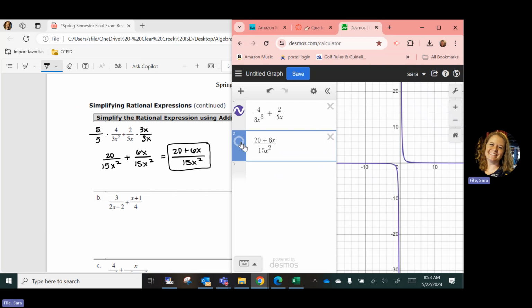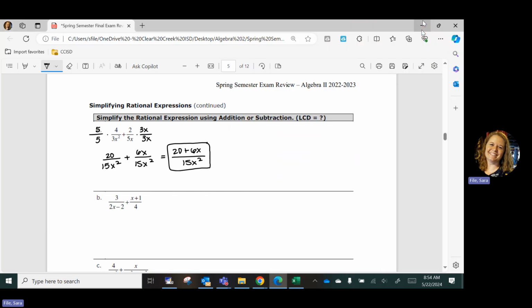Uh-oh. You look at that. Those did not come out exactly the same. Oh, I have a cubed up here. It's 3x squared. I was like, did we make a mistake somewhere? Okay, now those are exactly the same. Y'all see that? So that's how you're checking in Desmos.